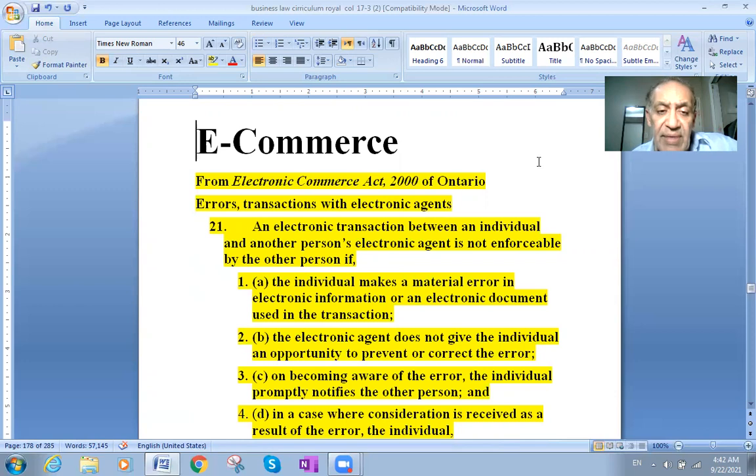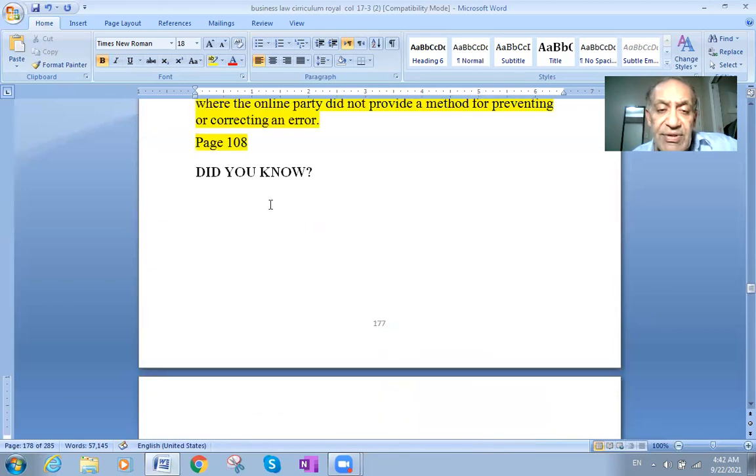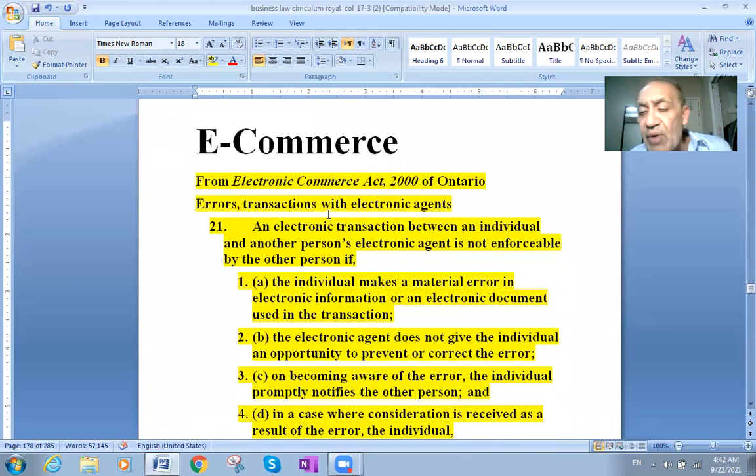So the e-commerce example, let us see. We have to know about electronic commerce, and when an electronic commerce contract will be void and when not. So electronic commerce, the Electronic Commerce Act of Ontario 2000, errors in transactions with electronic agents. What we will do: an electronic transaction between an individual, let me enlarge it.